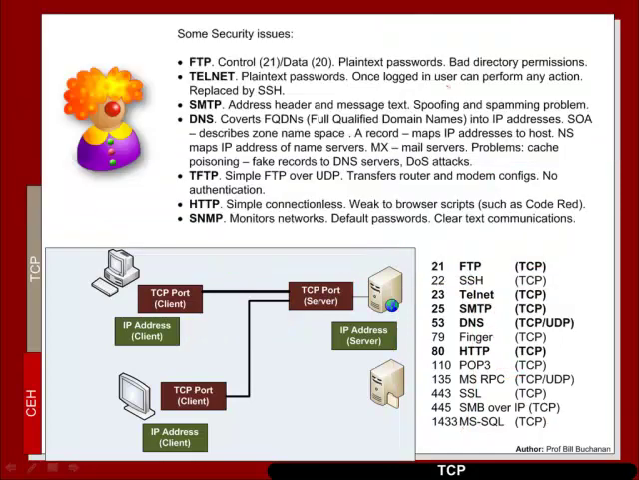Some security issues with some of the protocols include FTP. Port 21 is used for the control and port 20 used for data. Unfortunately, it sends its data and passwords in clear text, and a network sniffer can often find these user IDs and passwords, and often there are bad directory permissions where someone could log in with a low level of access and access directories inside the system. Telnet uses plain text passwords. They aren't encrypted at all.